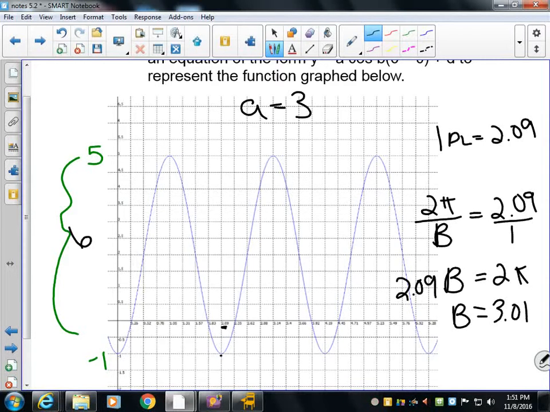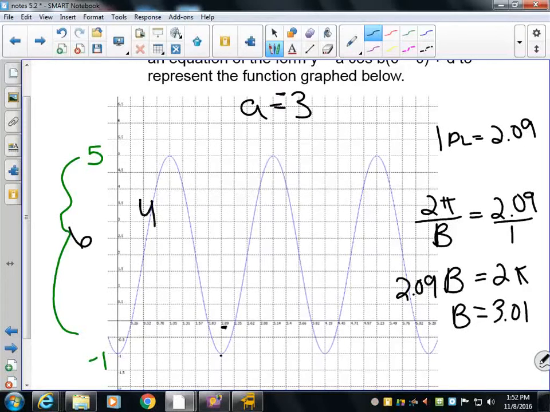Then we just have to decide, okay, what's going on? Now, this really looks like it's starting at the very bottom right now. So I would say my amplitude is almost a -3 in this case. But it really depends on what you think is going on. Is it a sine or is it a cos? When you see this, what would you think it is? A lot of people will think it's cos because it's starting at the very bottom, right?